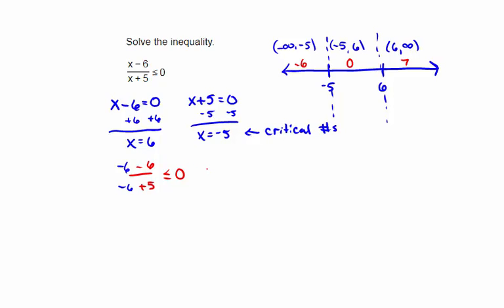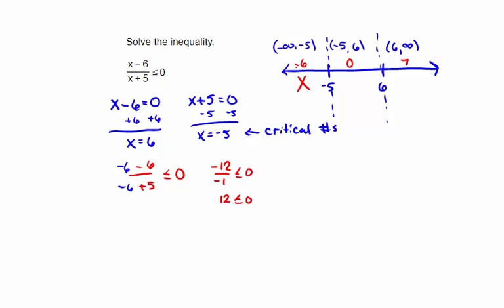So negative 6 minus 6 is going to be a negative 12. Negative 6 plus 5 is going to be a negative 1. And negative 12 over negative 1 is going to be positive 12. And what we want to know is, is that true or not? Is 12 less than or equal to 0? And since that is not true, then that is not going to be a part of my solution. So I'm just going to put an X there. Okay, that does not work for that particular section of the problem.